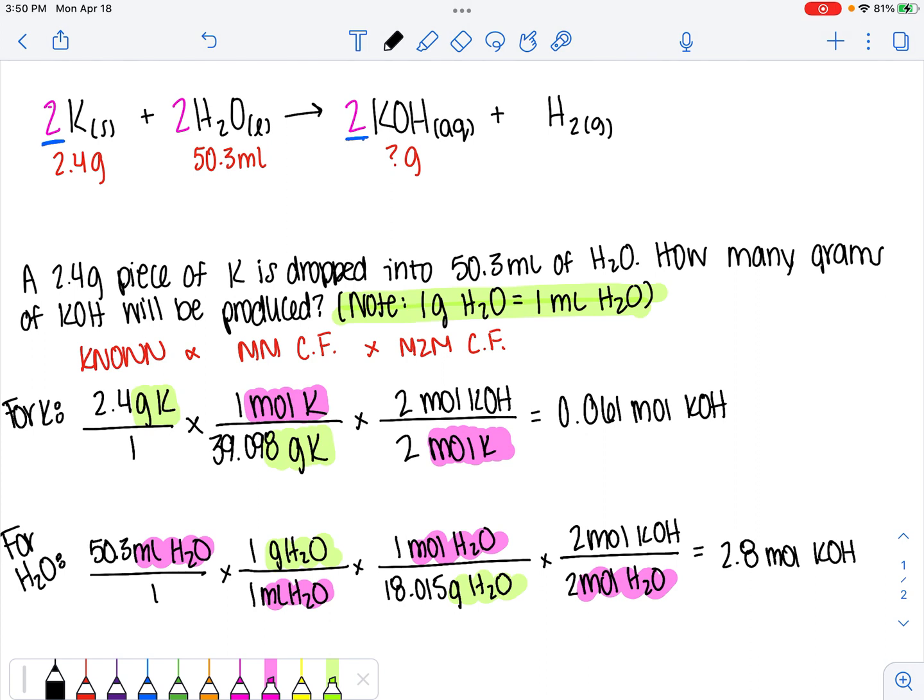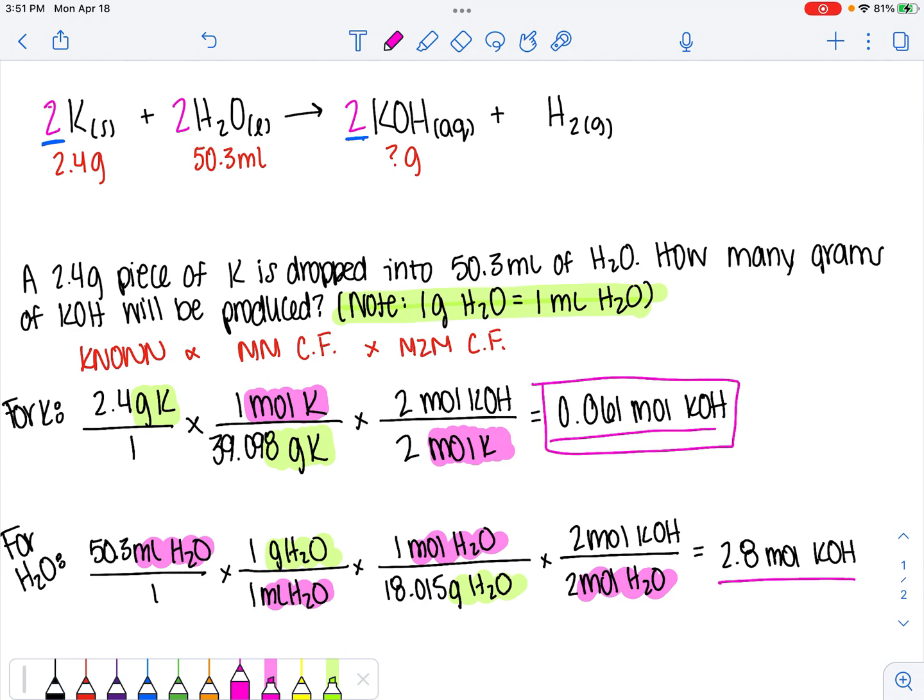So this is step 2: determining how much product you're going to get out if each of your reactants were to completely react. Step 3 is comparing your theoretical yields. If all the potassium reacted, we'd end up with 0.061 moles of potassium hydroxide. If all the water reacted, we'd end up with 2.8 moles of potassium hydroxide. This number here is significantly smaller than the 2.8 moles. What this means is that we'll never get to 2.8 moles of potassium hydroxide with the amounts of reactants we're given, because the potassium will run out much, much earlier.